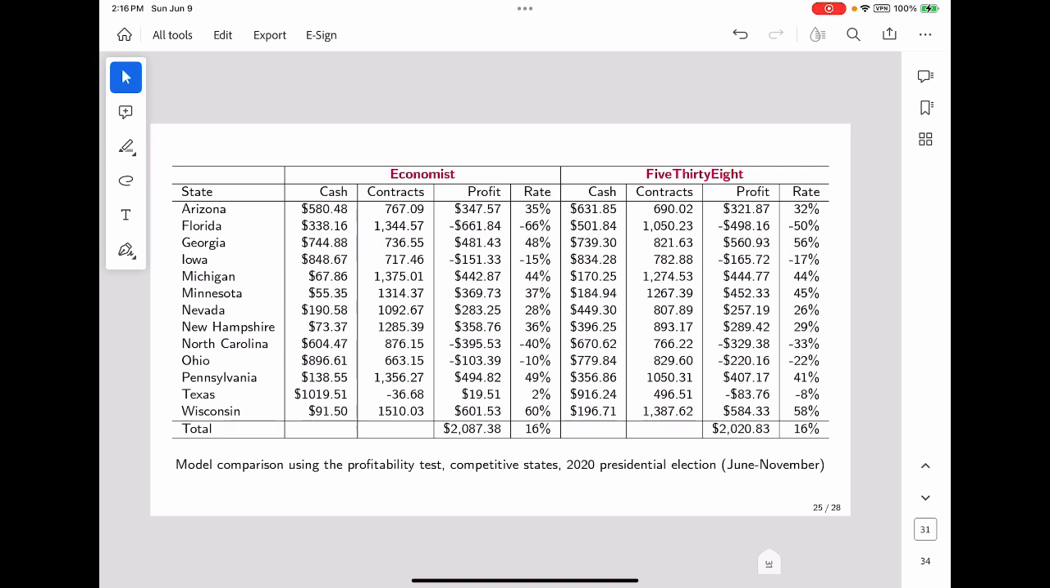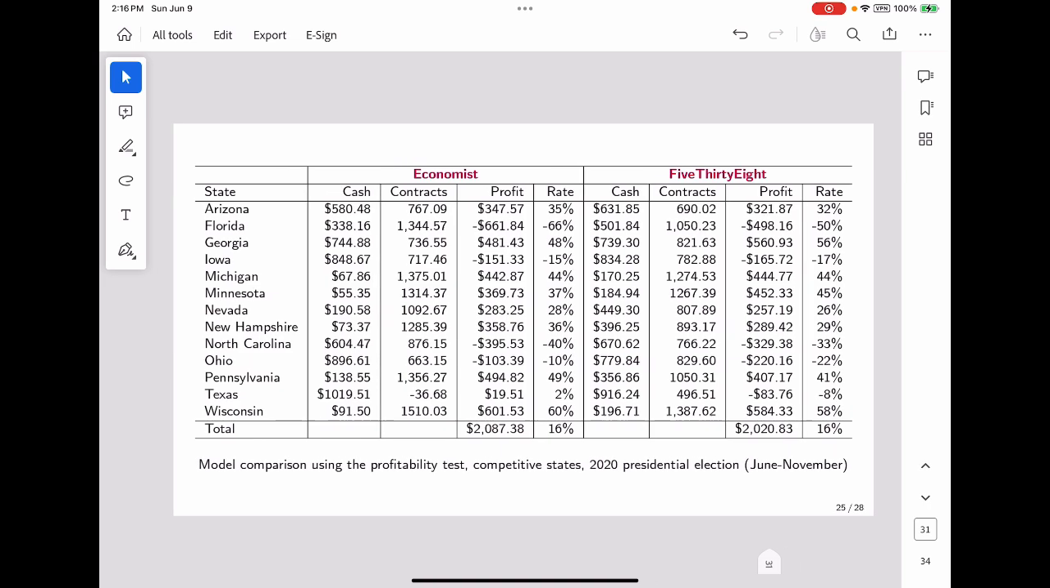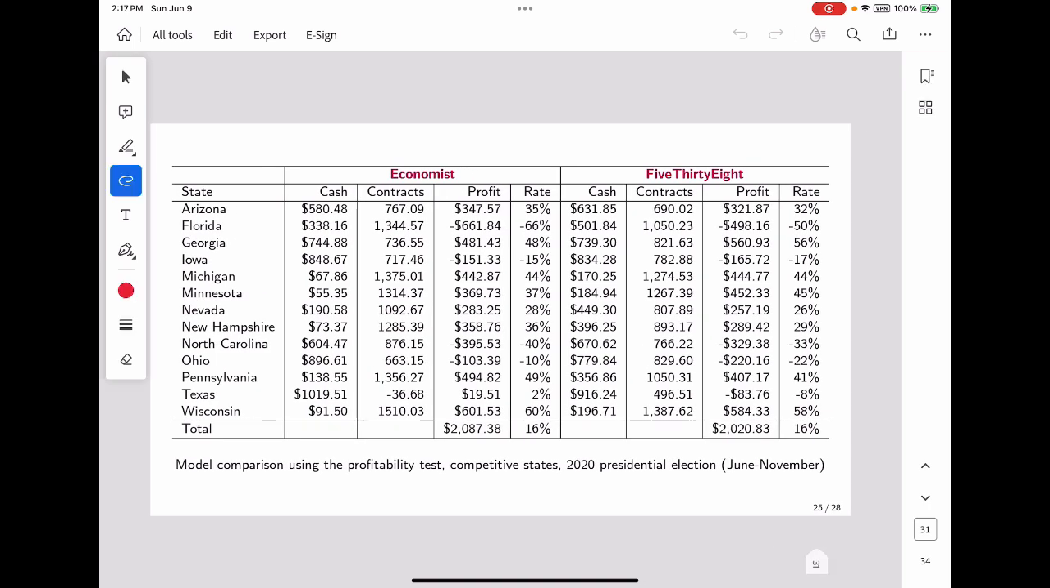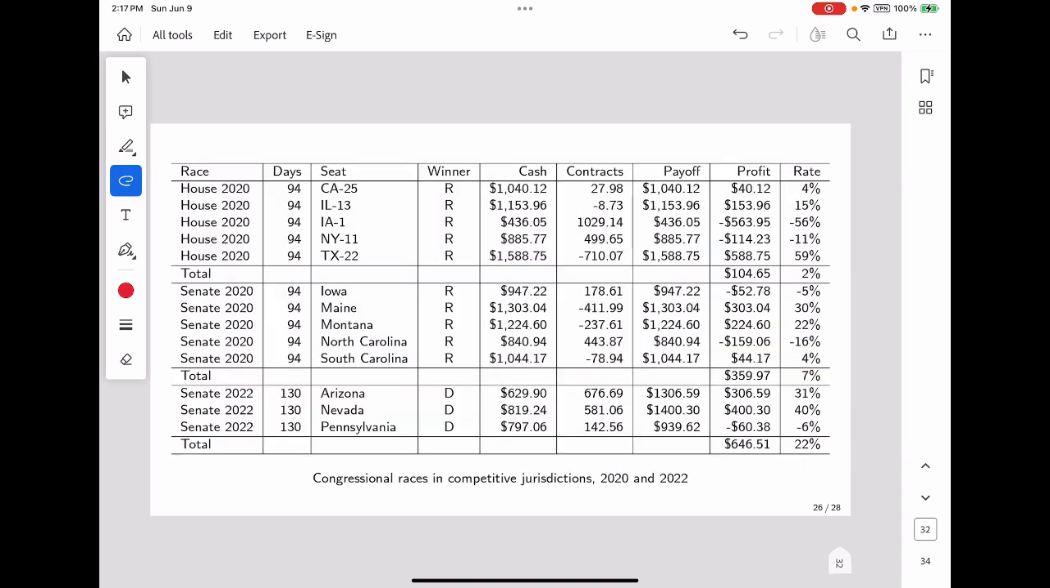across states. So in some states, the Economist model does better. In some states, 538 does better. But at the end of the day, the difference is essentially negligible. You just end up with about 16% return for both these models. And you can see that the Economist model was slightly more profitable, but it's just a rounding error at this point. Now let's look at House and Senate races.